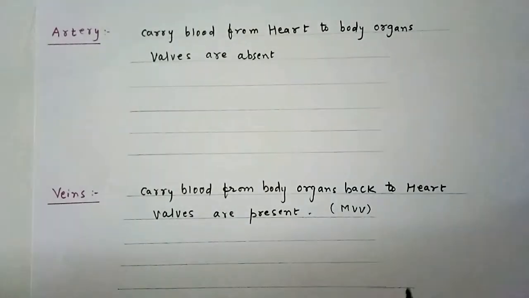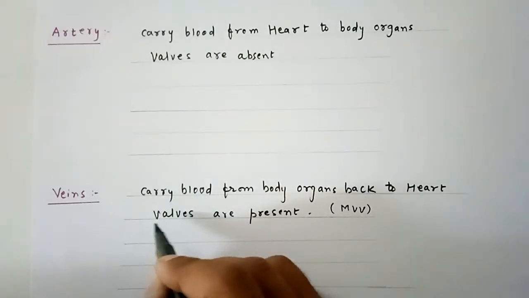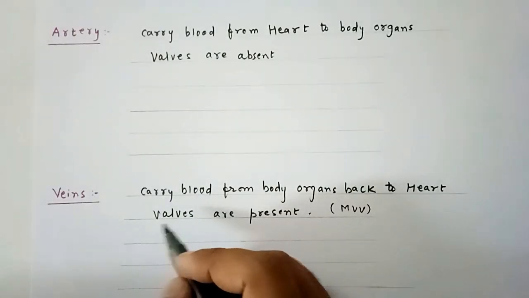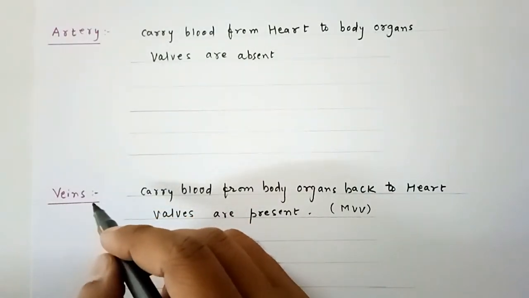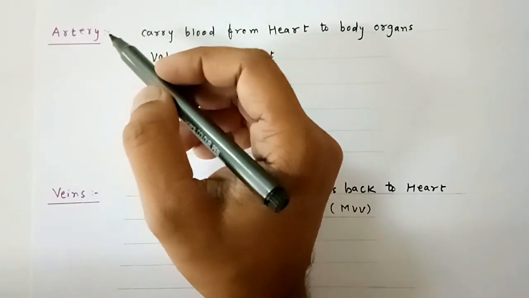But still, very not concrete about that, right? So in the bigger veins, the valves are definitely present, and we know that the biggest vein in our body is vena cava, and the biggest artery in our body is aorta, right?